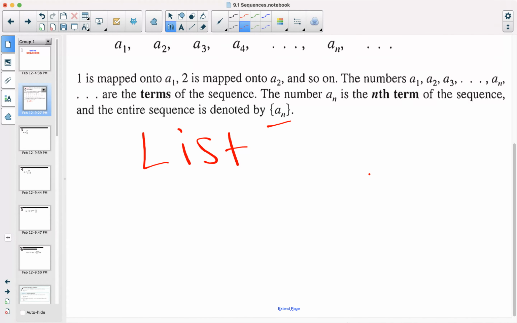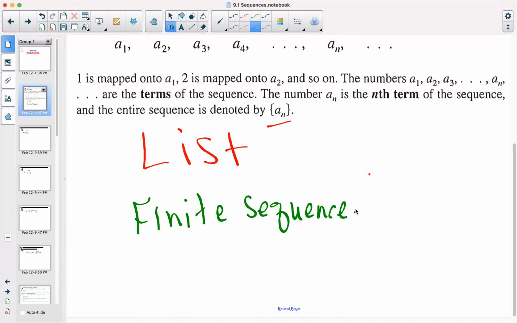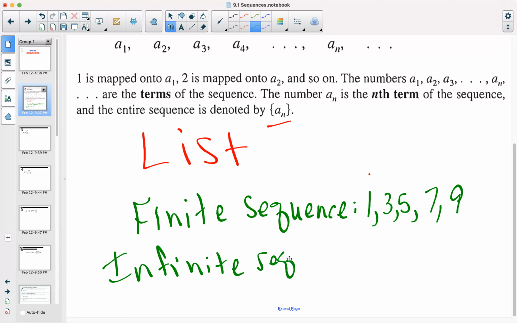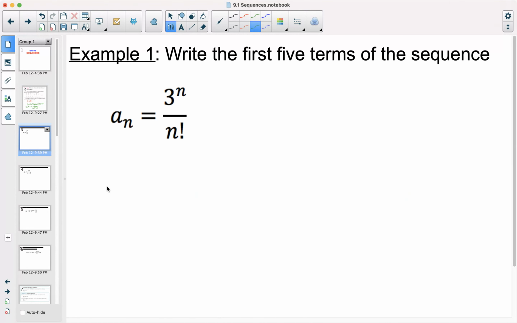Here we go. Okay. And so when we talk about a finite sequence, I'm going to give an example: 1, 3, 5, 7, 9. But we also may talk in terms of an infinite sequence. That could be 1, 3, 5, 7, 9, and forever. So that's important to keep in mind. All right, let's go to the next page.